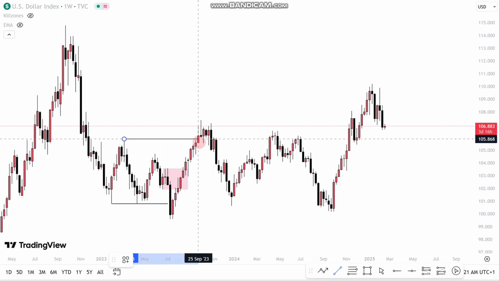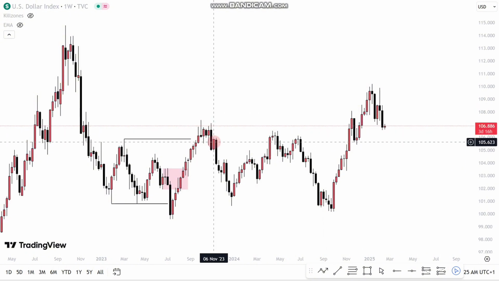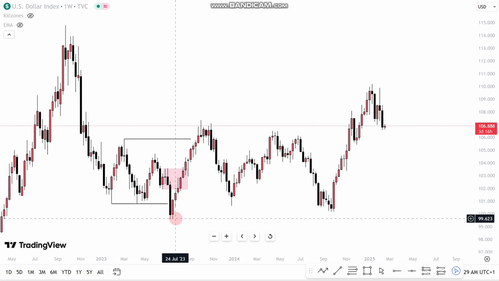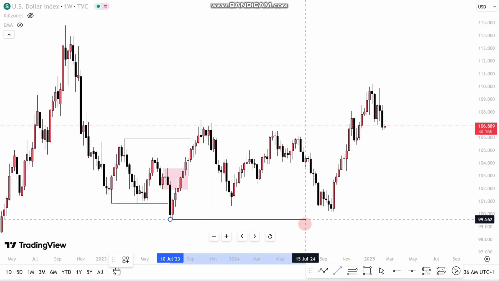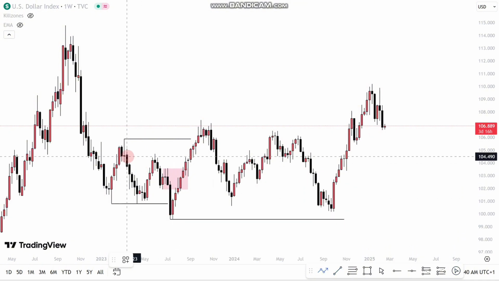right? So after this break of structure, price traded above, reacted off, and dropped all the way to the downside and failed to break this low, right? So it failed to break this low. What does that mean to us? Price has started forming this higher low.